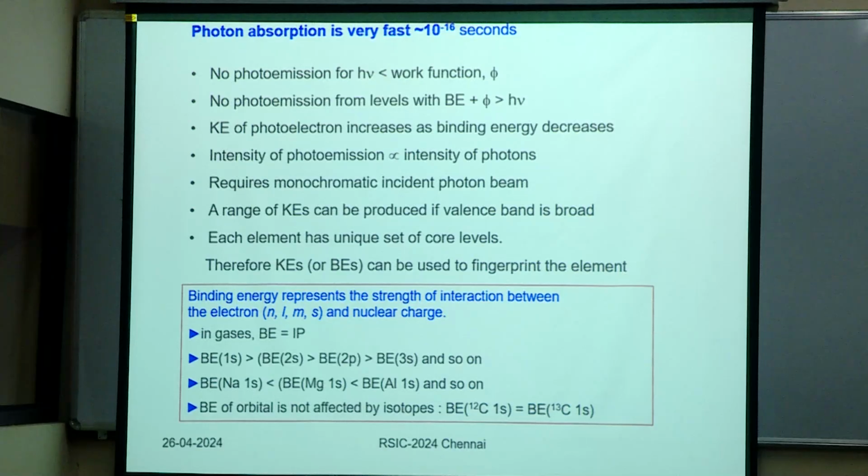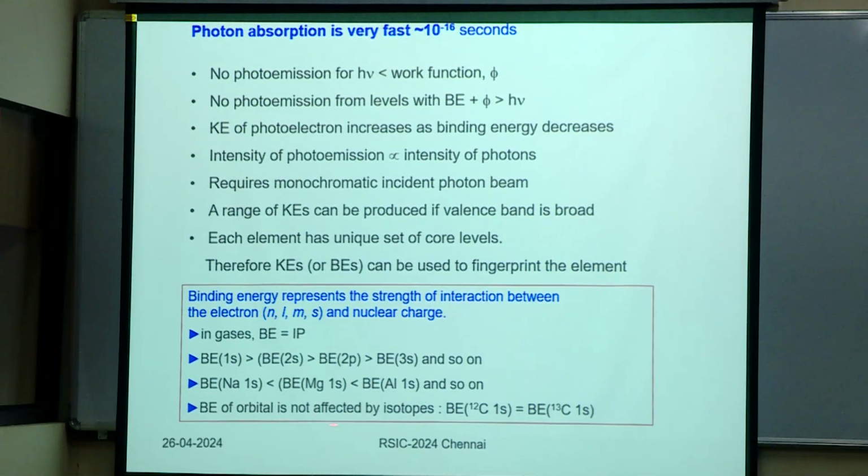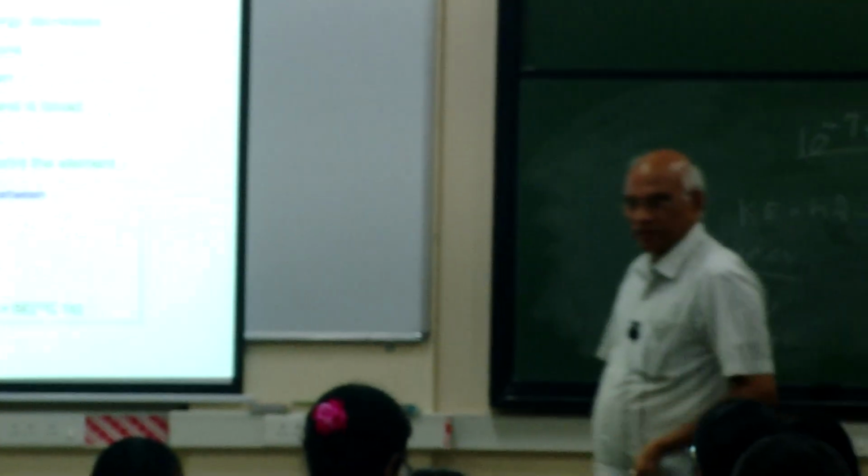Nuclear charge is increasing. So if all these ideas are correct, then our photoelectron spectrum should show that, should give experimental evidence to that. So that's the story. Now you see, binding energy of an orbital is not affected by isotopes. Do we agree with that? Because with isotopes, all that is changing is you may have an extra neutron, but that is not a charged particle. So binding energy is not expected to be different. So these are some of the points which we keep in mind, and then we move on.